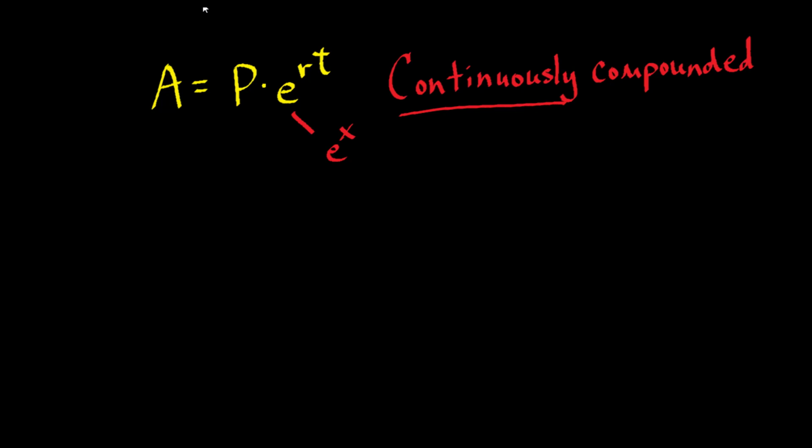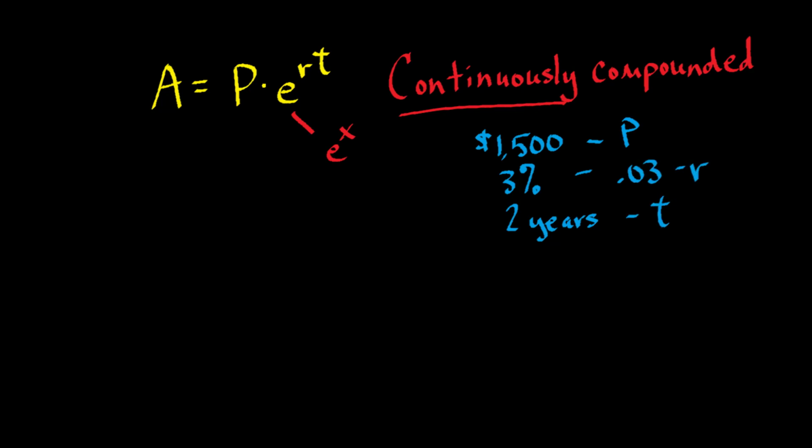So let's try an example. Let's say we deposited $1,500 in an account at 3% interest, compounded continuously, and we left it in the account for 2 years. What is the account balance after 2 years? Feel free to pause this video and try this one on your own. I'm going to substitute the $1,500 for P, 0.03 for R, and T will be 2 years.